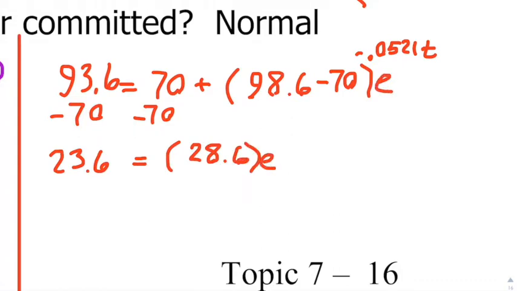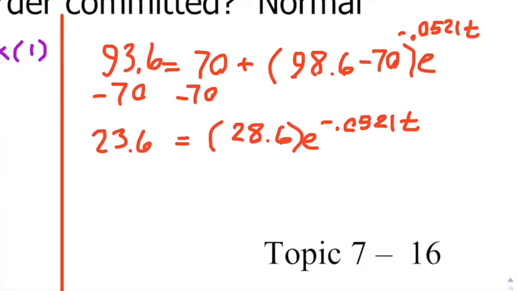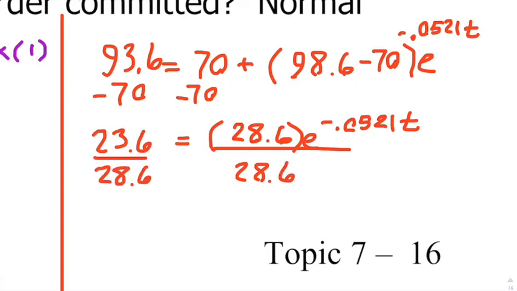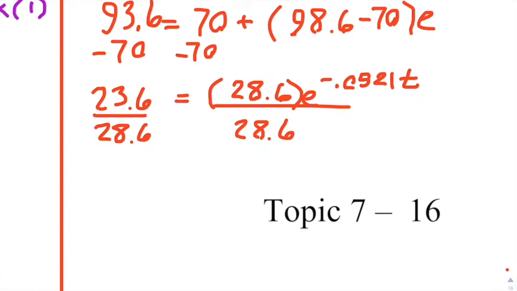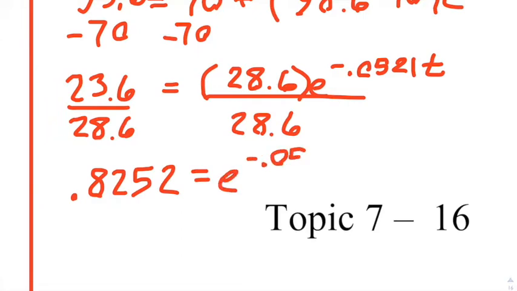And then, oh, I forgot my e. I was like, that looks weird. e, and then raised to negative 0.0521 t. Like before, we need to get rid of that 28.6 out in front of e, so we're going to divide to do that. So let me punch that out here real quick. 23.6 divided by 28.6 will be 0.8252, and that's going to equal e raised to this weird decimal.